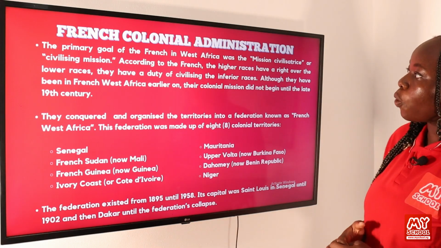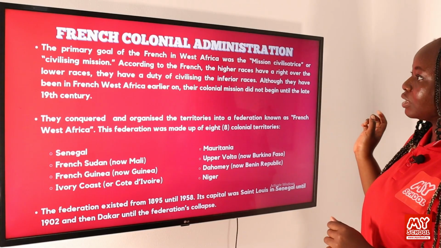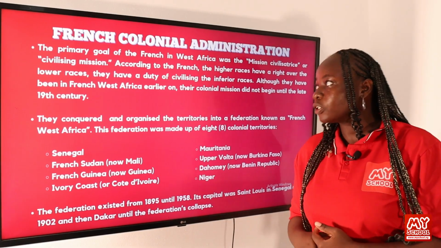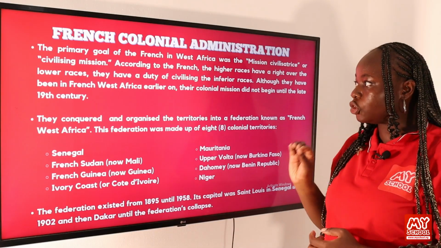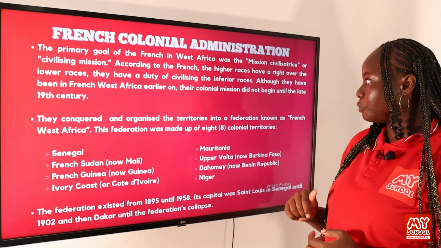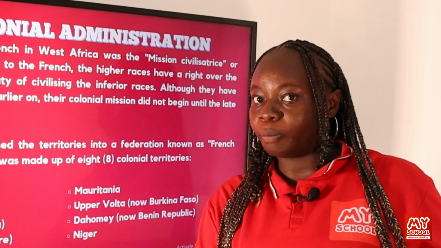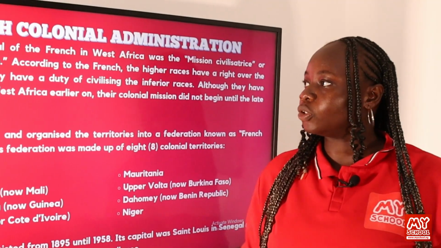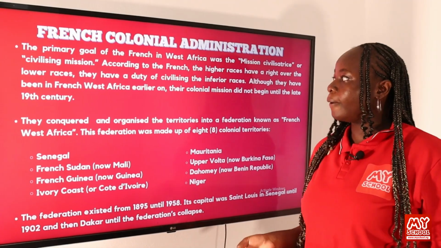So the primary goal of the French in West Africa was the mission civilisatrice or civilizing mission. According to the French, the higher races have a right over the lower races and they have a duty of civilizing the inferior races. So this is different from the British goal in West Africa. Their goal was primarily economic, like we discussed in the previous video lesson. But for the French, their goal was to civilize West Africa.